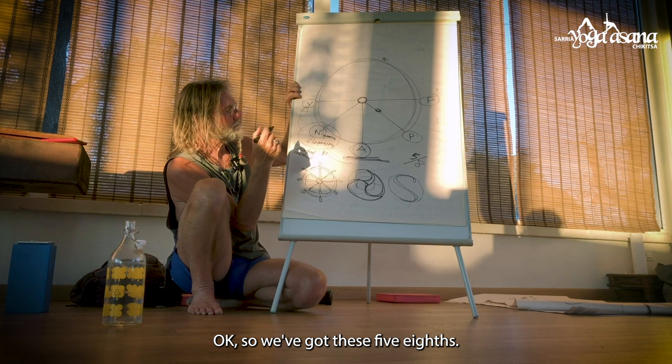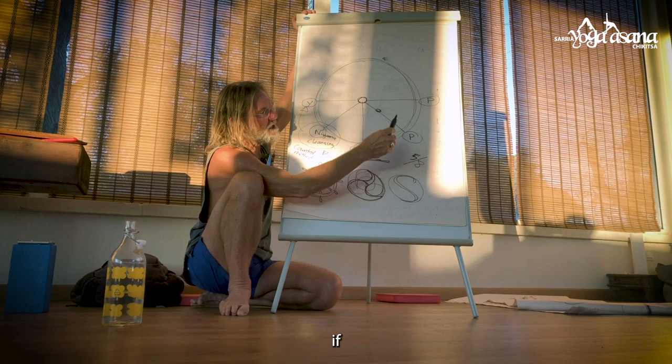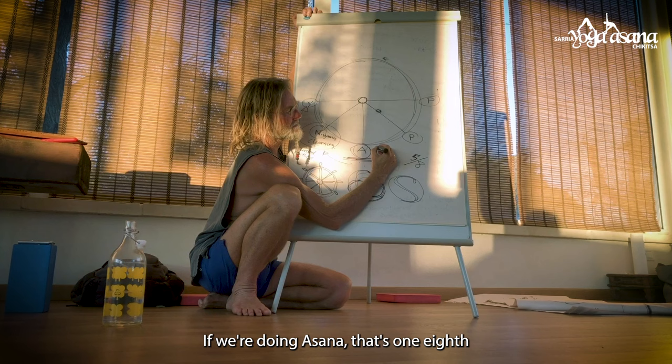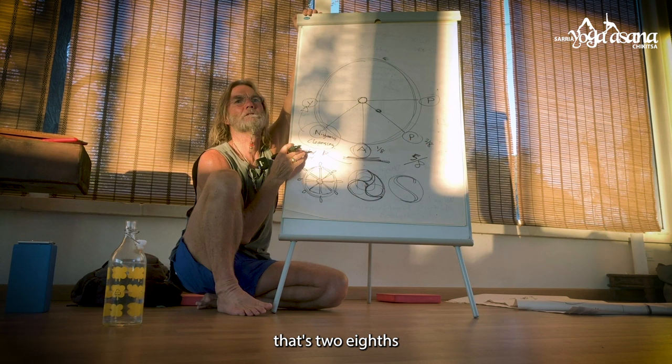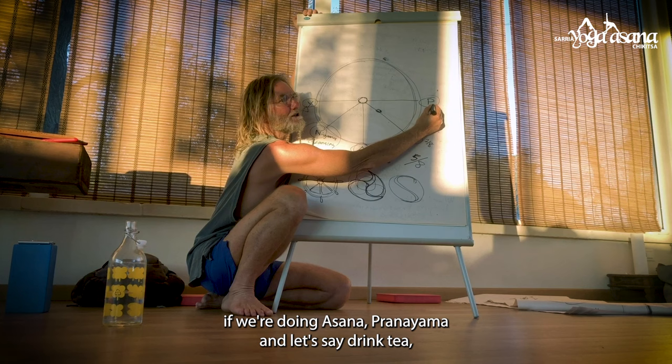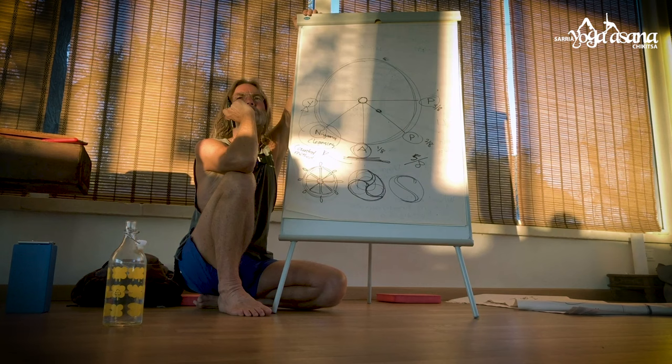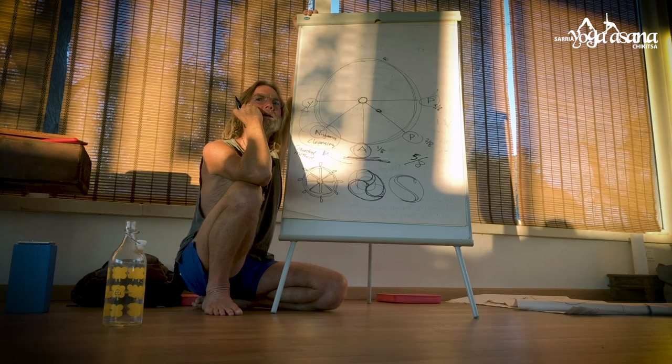So we've got these five eighths. If we're doing asana, that's 1/8. If we're doing asana and pranayama, synchronizing our breath, that's 2/8. If we're doing asana, pranayama, and let's say drishti, if we're just doing that, that's only 3/8. And it's possibly a reason why the practice doesn't really change much for people.